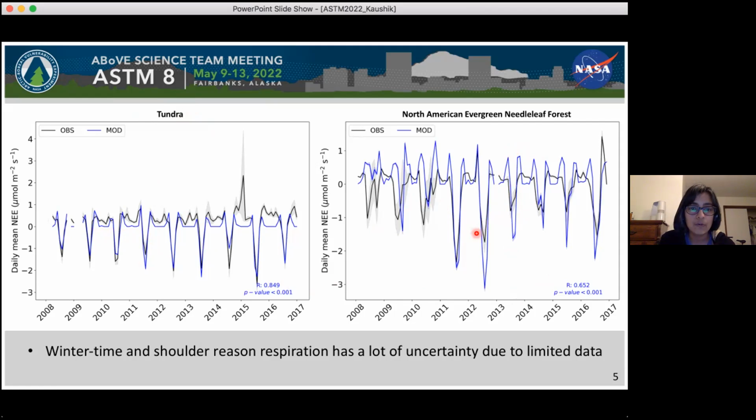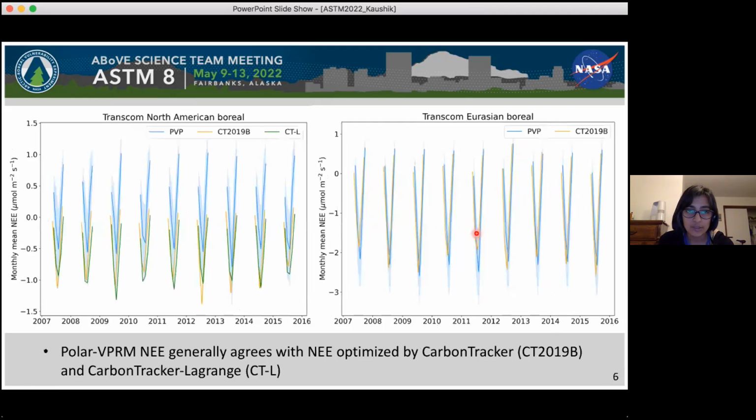So we decided to focus just on analyzing the growing season for now, because at least those numbers look more reasonable. And so if we compare it to some of these CarbonTracker optimized products that I mentioned, I'm showing here the monthly mean NEE from CarbonTracker 2019B, which is the latest public release version of CarbonTracker, and then CarbonTracker Lagrange, which is a more specifically North American focused optimized model.